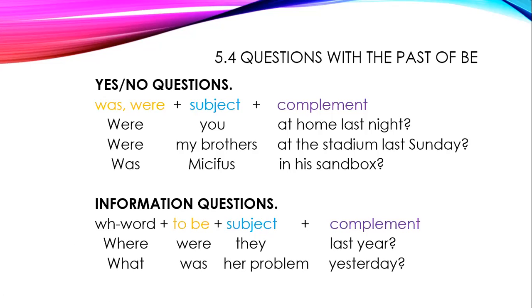Next one. What was her problem yesterday? So I'm talking about a problem. I'm asking about what? Una cosa, una situación, un asunto, right? So we say, it was that she didn't have money, for example. When were they in Italy? When? I'm asking about time. So we say, they were in Italy last year. Okay? Now, please, repeat after me. Where were they last year? What was her problem yesterday?